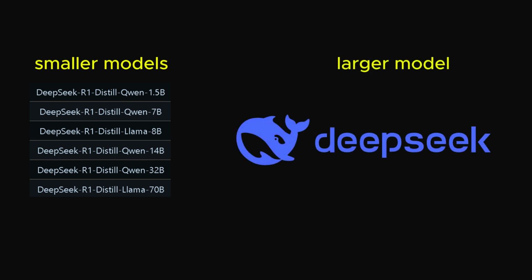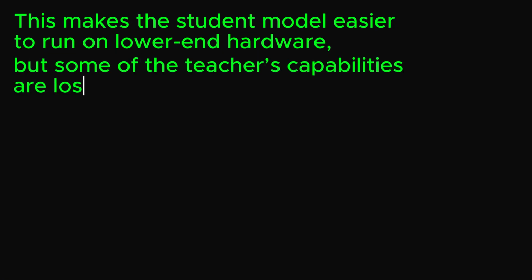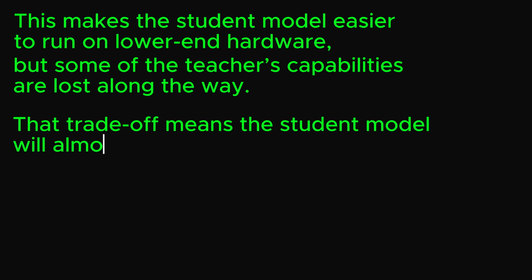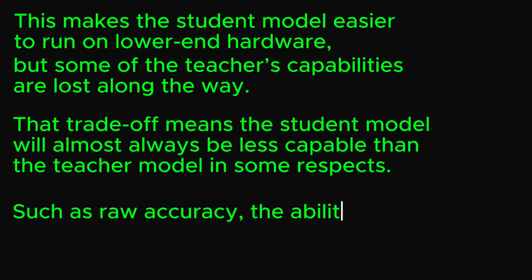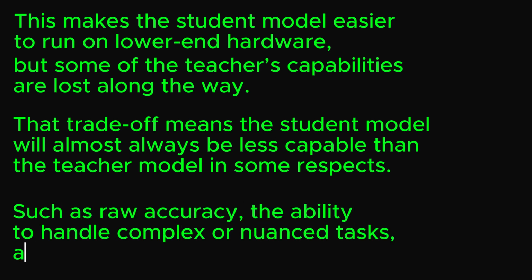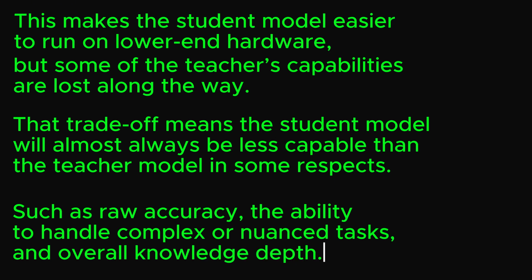The larger teacher model provides answers, and the smaller student model picks up patterns from these responses while using fewer parameters. This makes the student model easier to run on lower-end hardware, but some of the teacher's capabilities are lost along the way. That trade-off means the student model will almost always be less capable than the teacher model in some respects, such as raw accuracy, the ability to handle complex or nuanced tasks, and overall knowledge depth.